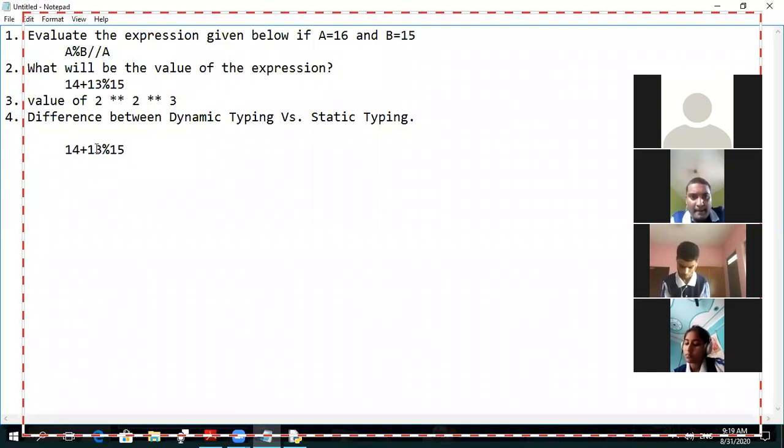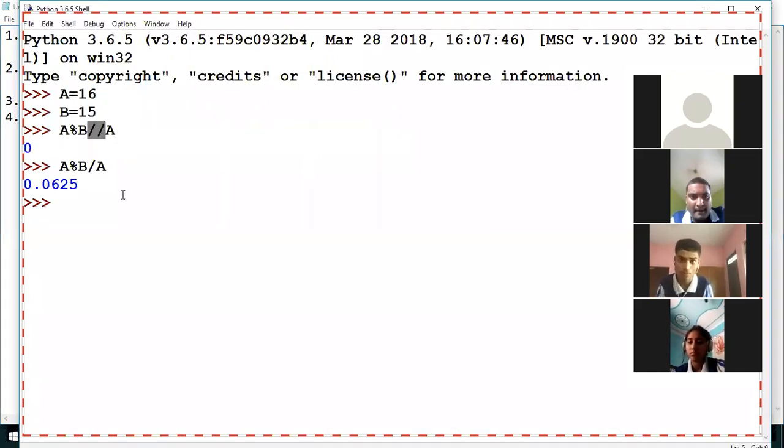So 13 modulus 15 gives 13 as the remainder, because 15 goes 0 times and the remainder is 13. So we get 13 here, and 14 plus 13 gives the final answer 27. This is the right answer. Clear? See this with the help of Python software also.